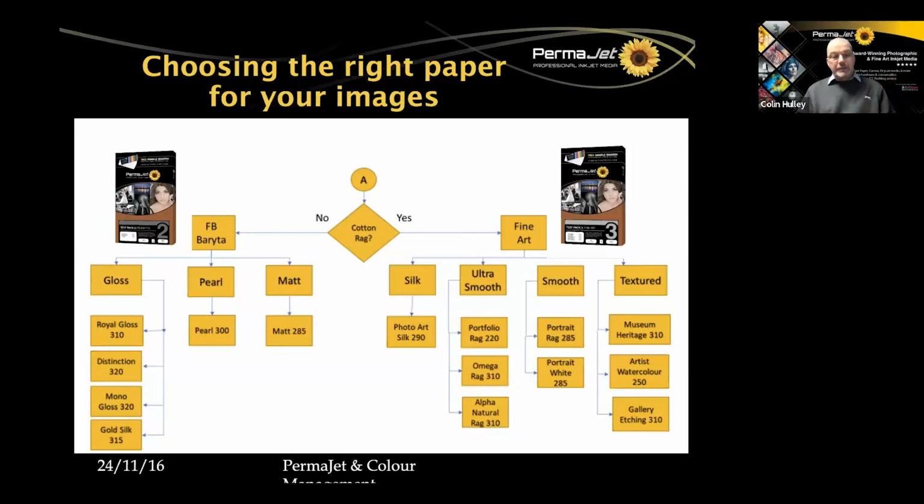If it's not gloss you're after, because of the issues we've said before, maybe reflection or just not what you're looking for, we have a pearl finish, fiber-based pearl 300, a good weight. It's got quite a bit of warmth to it when compared to certainly something like the distinction. And it's got a nice surface finish to it. It's not smooth. It's got an element of texture to it.